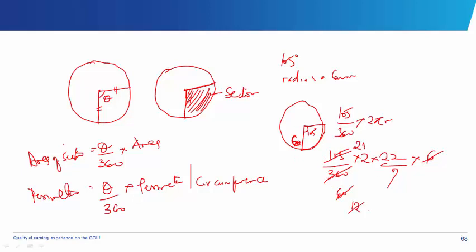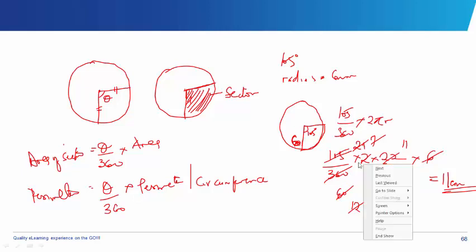3 can divide 12 to give us 4, and into this to give us 7. This 7 can cancel this 7. 2 can cancel 4 to give us 2. And these 2 can cancel 22 to give us 11. So our answer now gives us 11 cm. Okay. So to find the area, it's also the same thing. You do the angle over 360 times pi r squared.